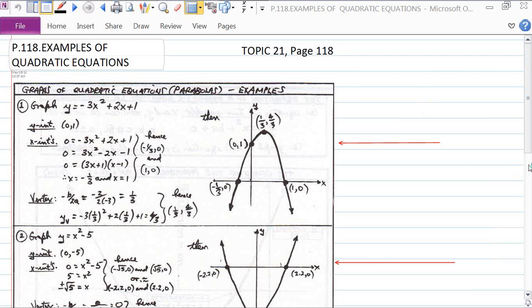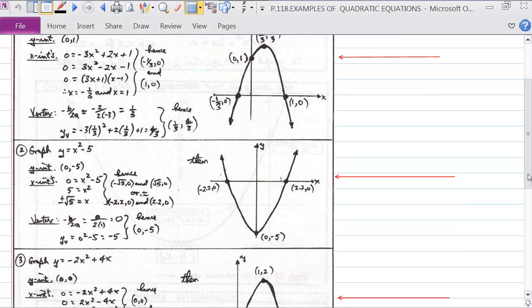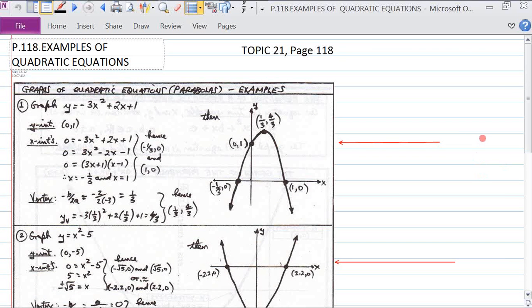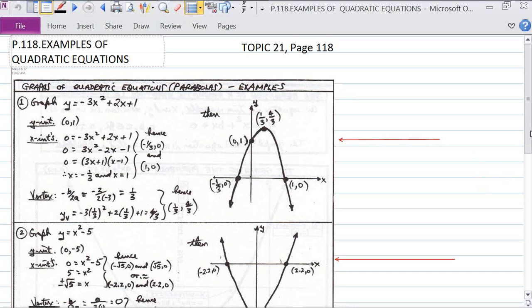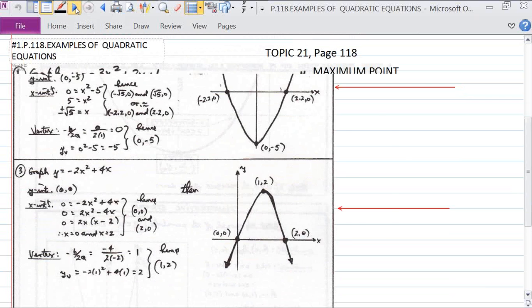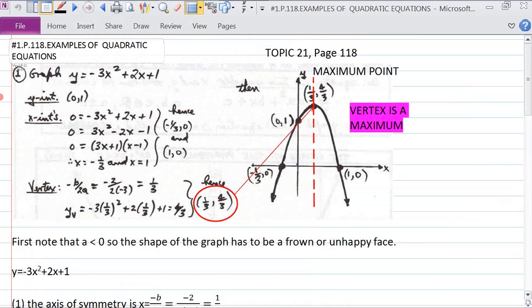We're on page 118. We're going to do examples of quadratic equations, and there are 3 examples that we're going to do on page 118. They're shown here, 1, 2, and 3. So we're going to go over what we did on page 117, the introduction, and apply that to these 3 problems on page 118. So let's get started on problem number 1, and here is the equation, quadratic equation.